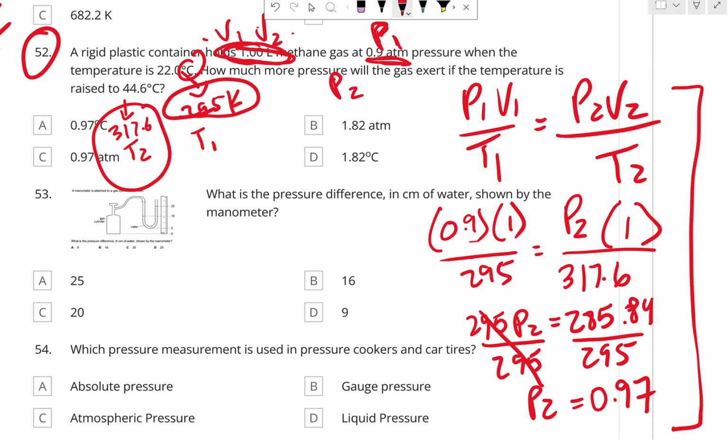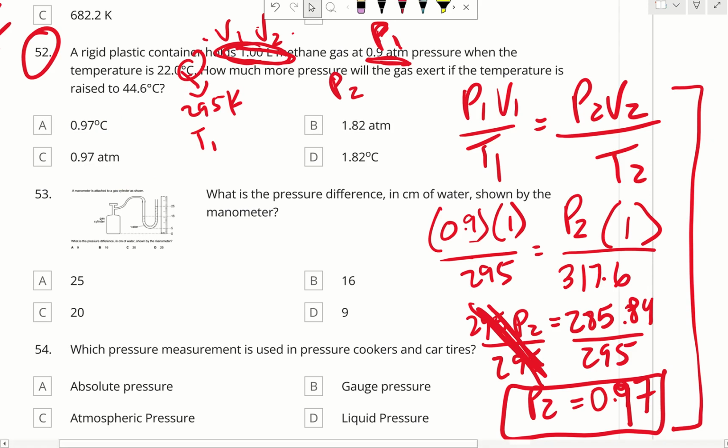0.9 over 295 equals P2 times 1 divided by 317.6. I divide by 295 to get P2 by itself. So when I put it in the calculator, you're going to get easier numbers in the exam. 0.97. Now I have two choices. Is my answer Celsius or ATM? So if it's asking for pressure, P2, then we know it's ATM, or atmospheres.